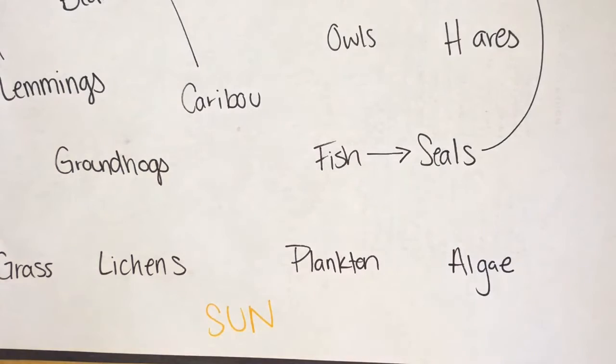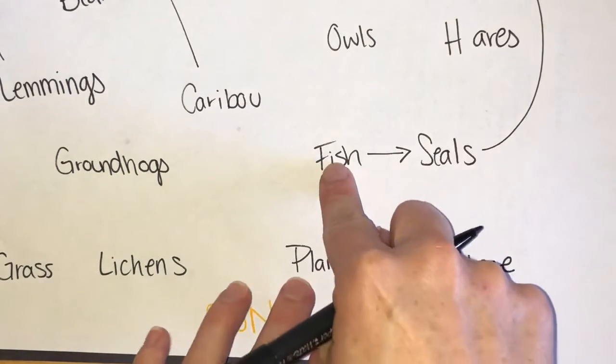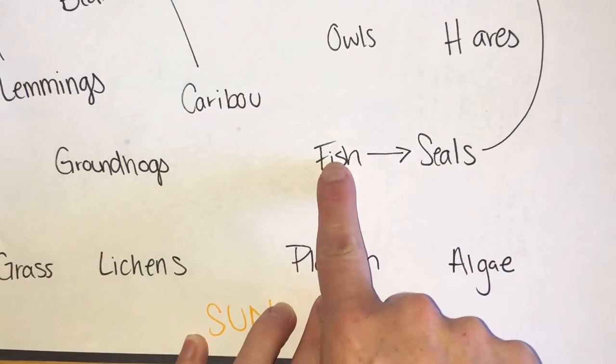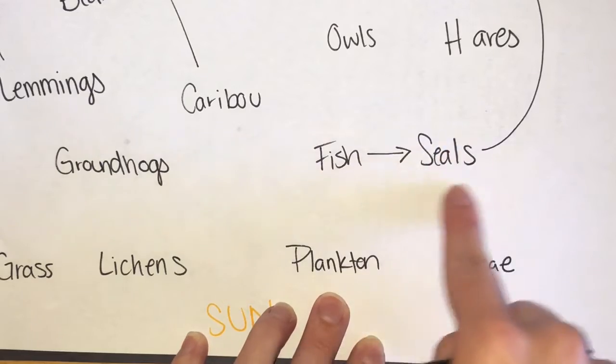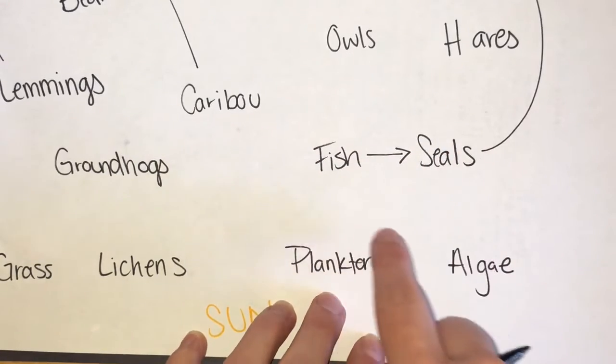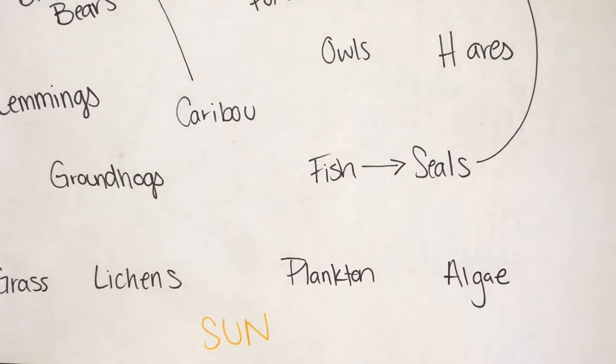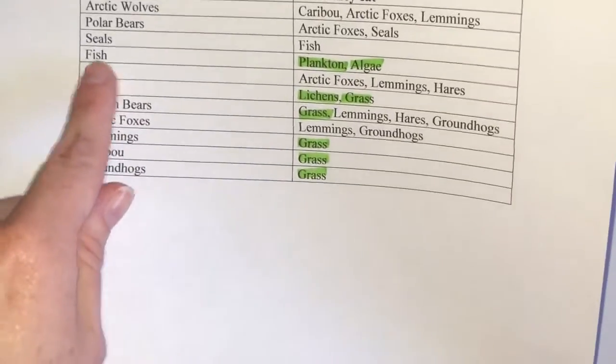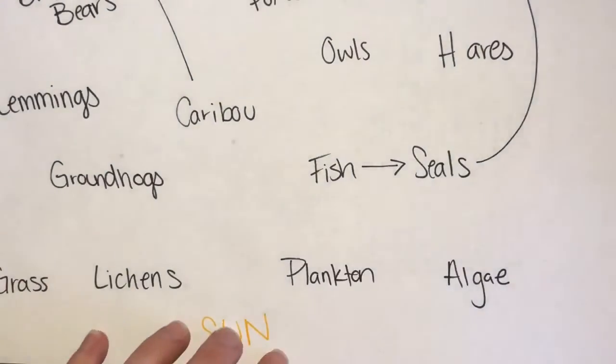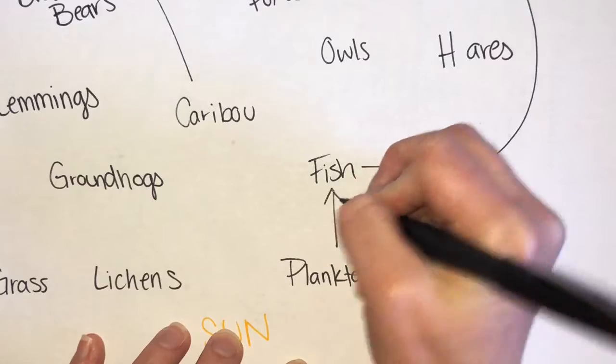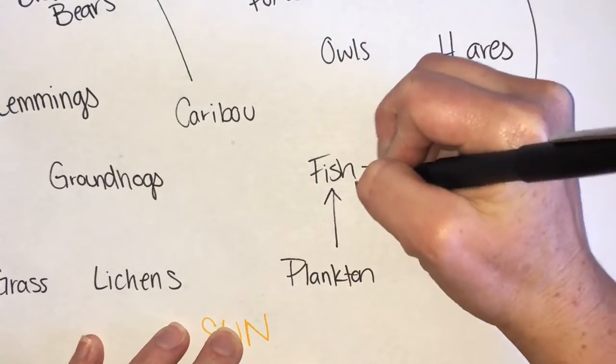Remember, you always put your arrow from the organism getting eaten to the organism eating, to the consumer. Remember, the arrow represents the energy. Where is the energy going? You get energy from what you eat, okay? So the energy goes from that thing to you. So next, fish eat plankton and algae. So here's plankton, algae.